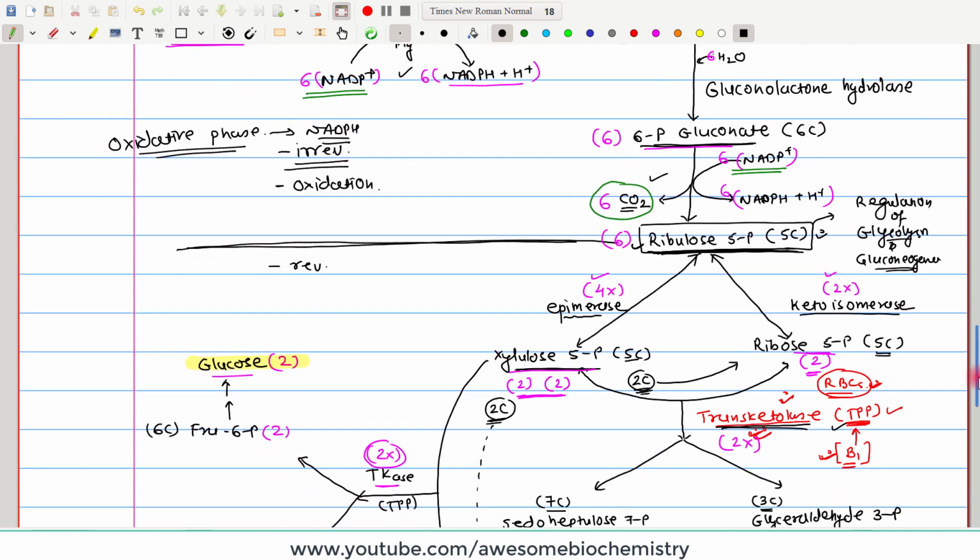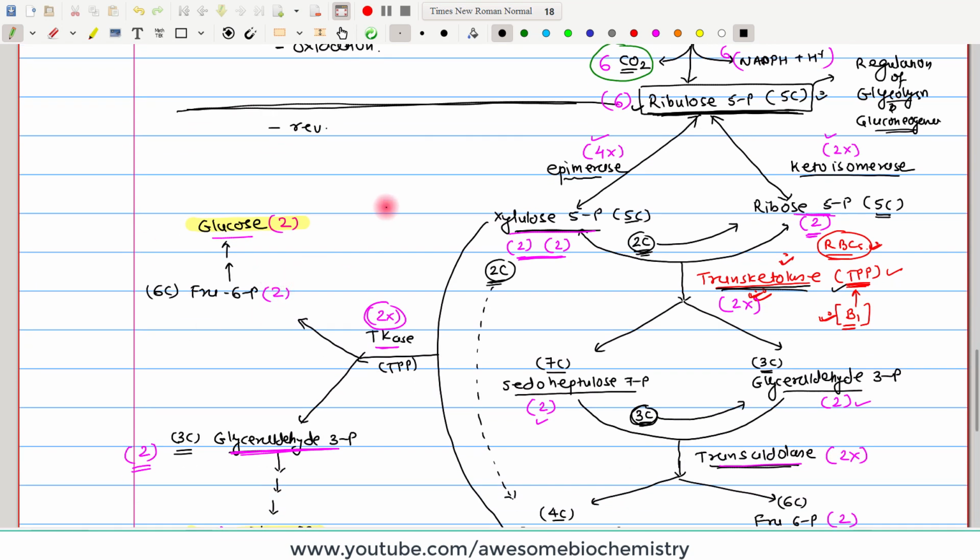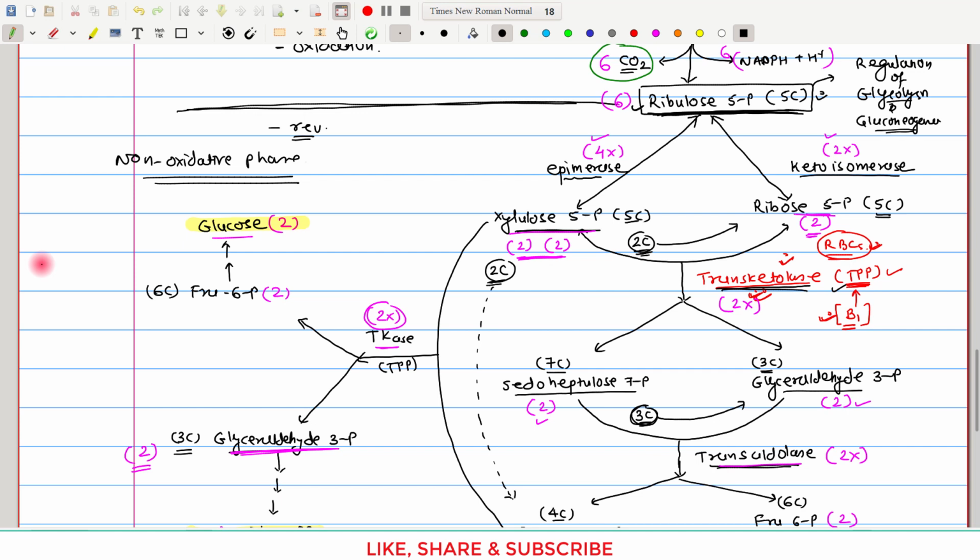Whereas after ribulose 5-phosphate, what is happening? All the reactions are reversible and there is no oxidation. So this is called the non-oxidative phase of the hexose monophosphate pathway. One more thing, as you can see, ribose 5-phosphate is one of the important things synthesized in the HMP pathway. So the non-oxidative phase is mainly concerned with the synthesis of ribose 5-phosphate. This is something we have to keep in mind.